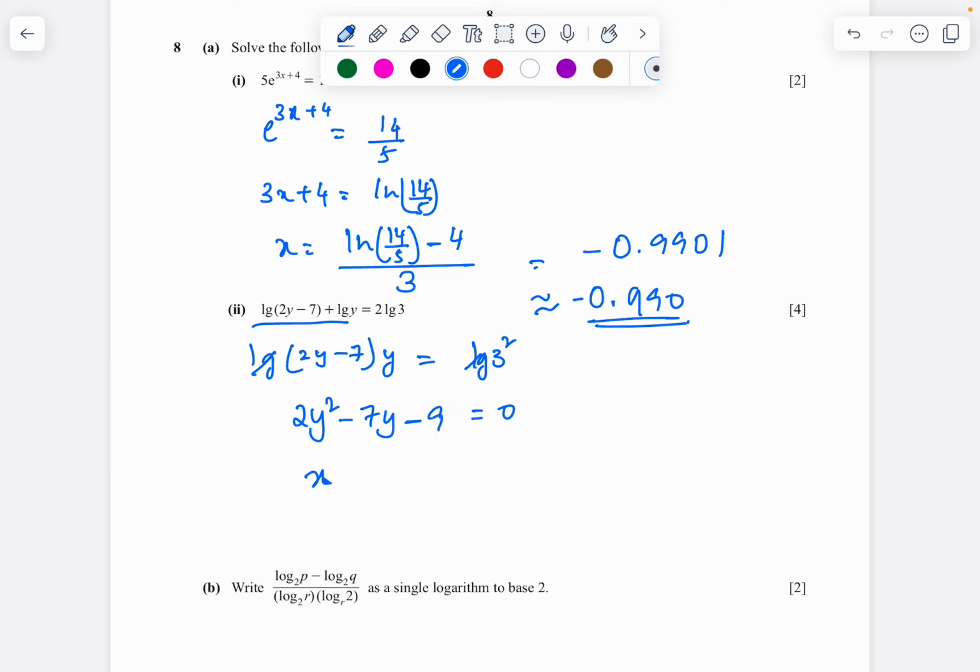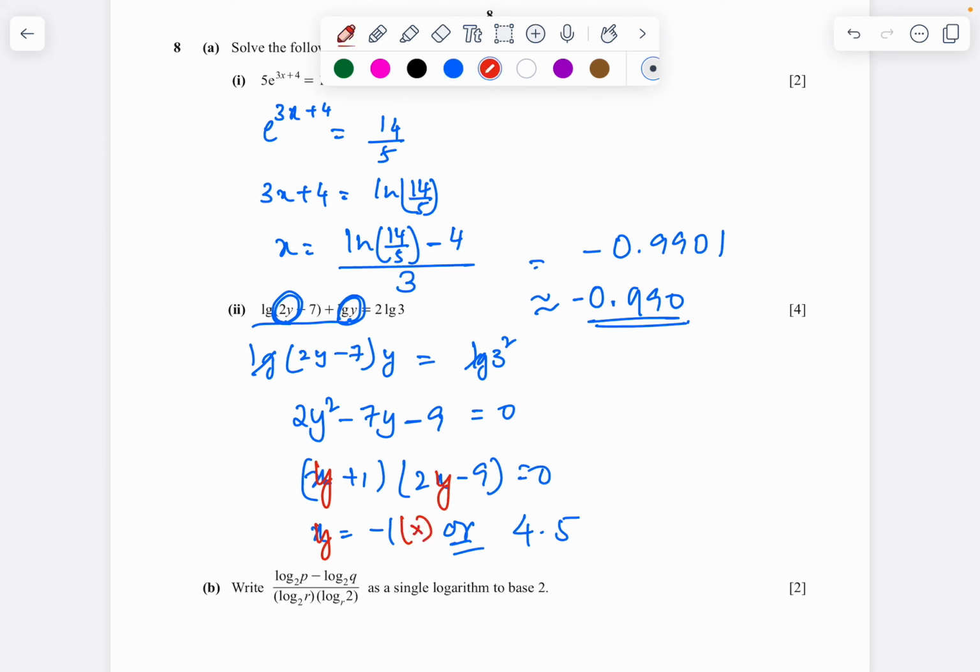Okay, so now I will factorize this, then you will get y equal to negative 1 or y equal to 4.5. Whenever you get the value of x or y, you check where the y is. So y is here, so we cannot have a negative number, so I will discard this. So y equals 4.5 only.